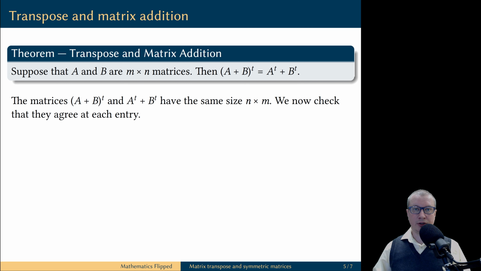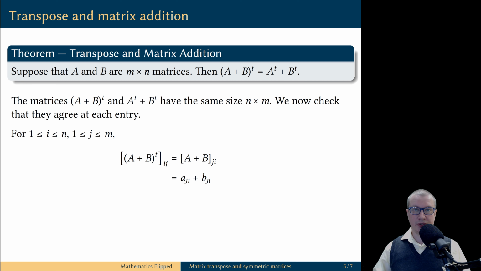Now that we checked that two matrices have the same size, we will check that they have identical entries at every position. For this, we are going to look at the entry in a generic position ij of the matrix on the left-hand side. First, we are going to use the definition of the operation transpose. The entry in position ij of the transpose of the matrix is the same as the entry of the original matrix, but in position ji. We switch the indices for rows and columns.